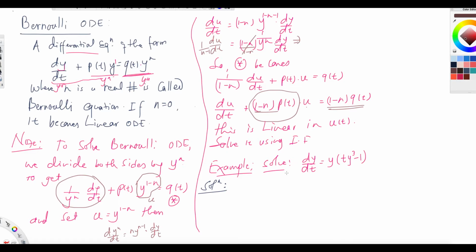Let us do this example, it will be clear. Okay guys, let us simplify this and write it in the Bernoulli standard form. What do you get?